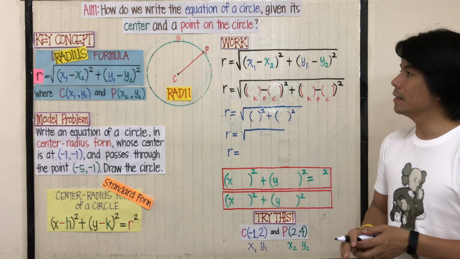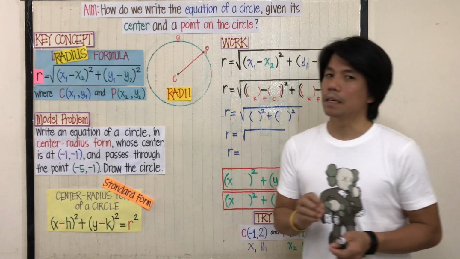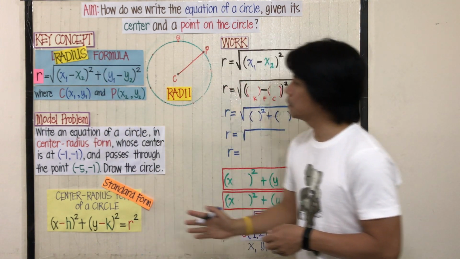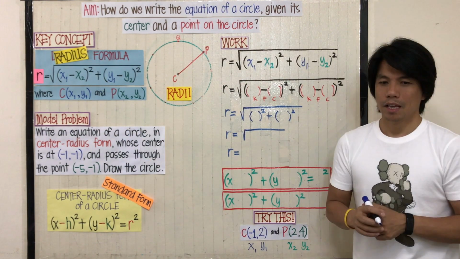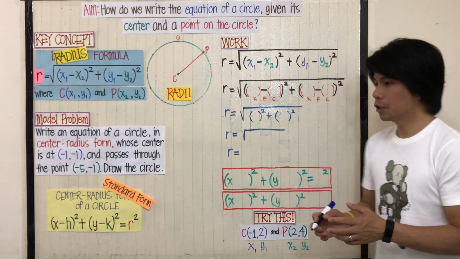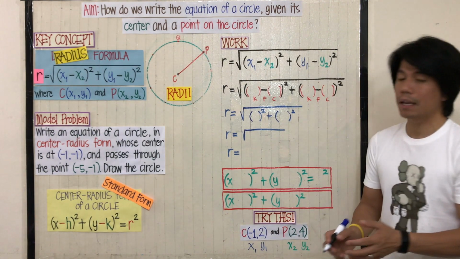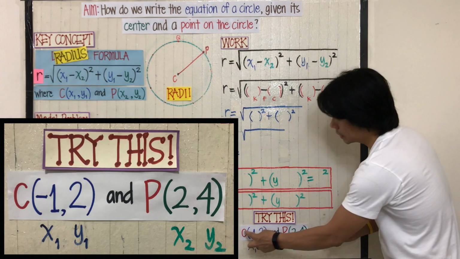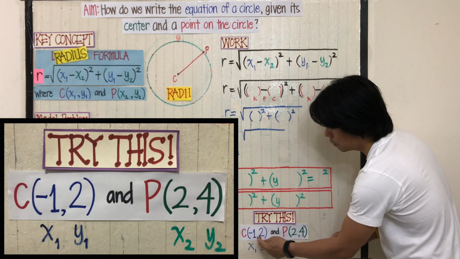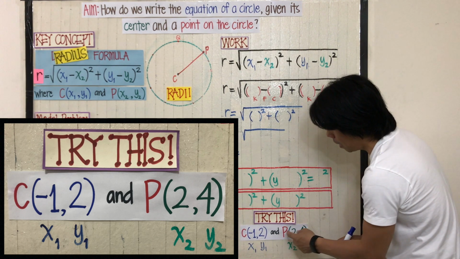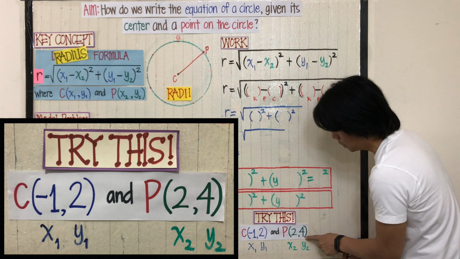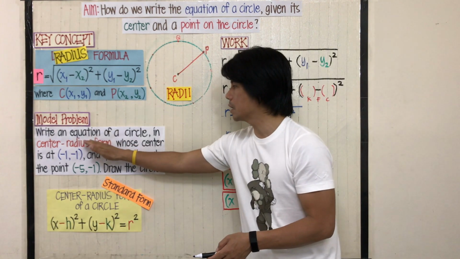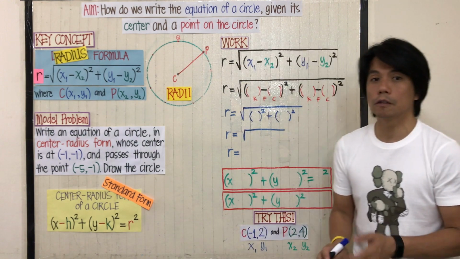So this is part 8 now where, in part 7 I briefly discussed the key concept and we went over with a model problem. So the focus of this video is to show you the answer to the activity that I asked you to complete. So we're given the coordinates of the center, -1, 2, and a point on the circle, +2, +4. So I asked you to write the equation of a circle in center radius form.